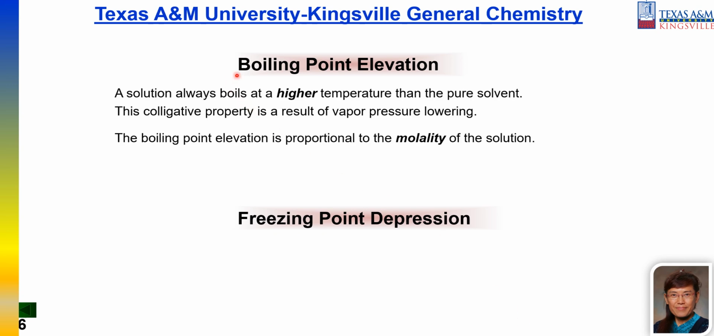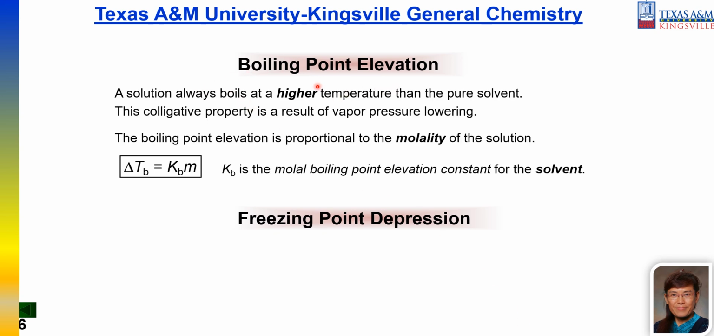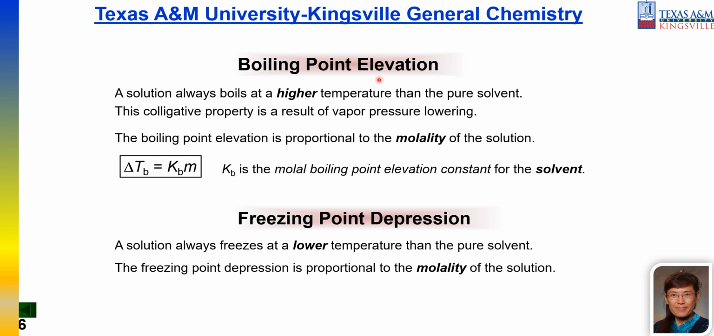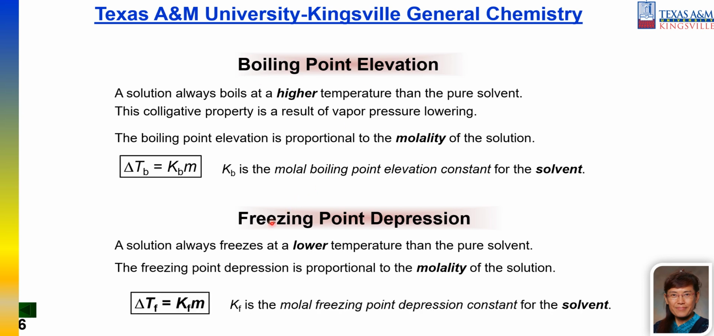The second colligative property is called boiling point elevation. The third colligative property of your solution is called freezing point depression, meaning whenever you form a solution, the boiling point will be increased and the freezing point will be decreased.